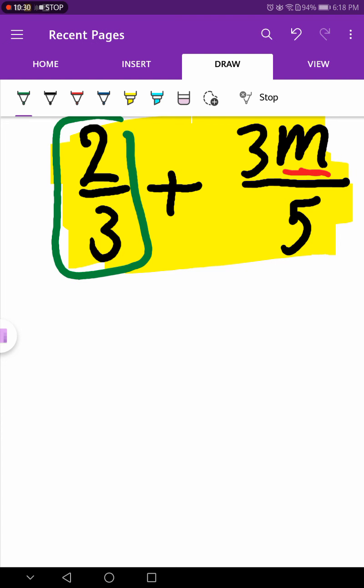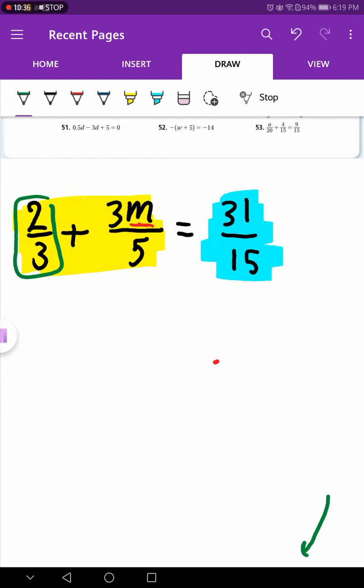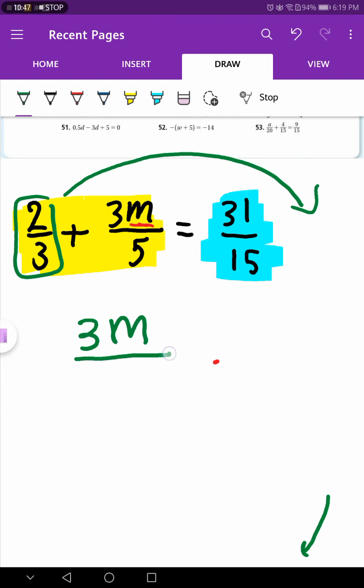So we can throw this number, which is 2 over 3, to the other side, and it will be negative 2 over 3. But let me write the left side, 3m divided by 5, equals 31 over 15 minus negative 2 over 3.